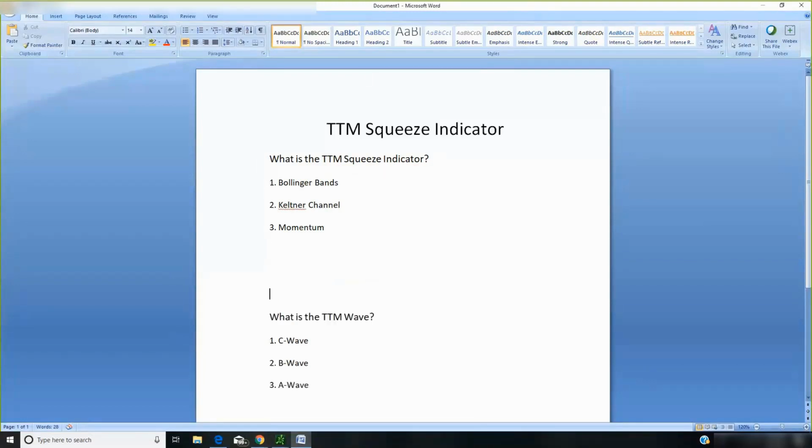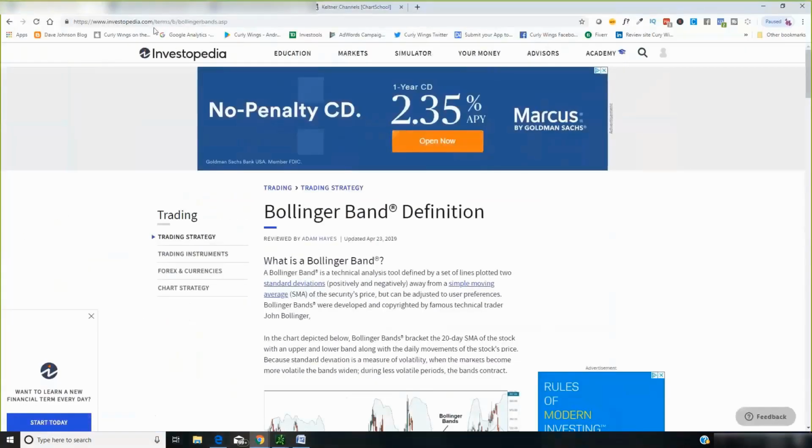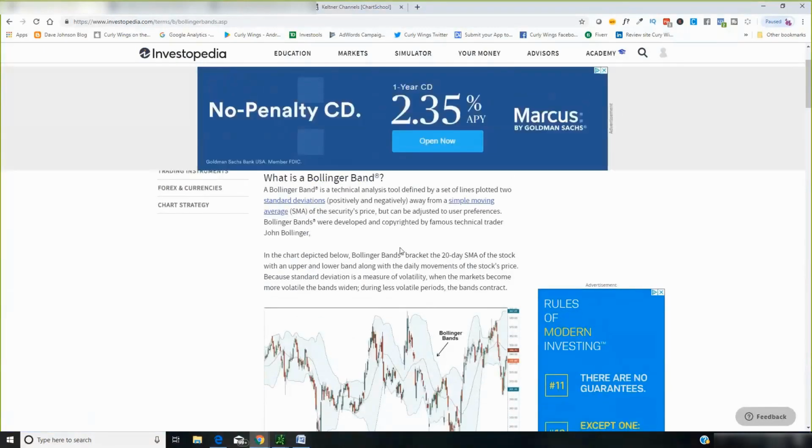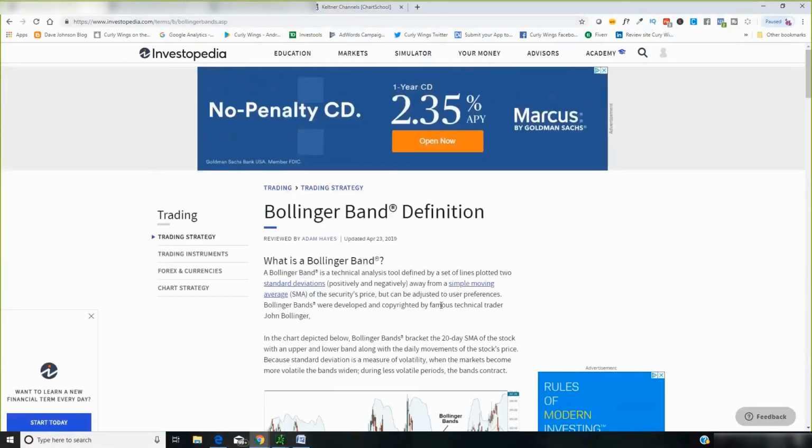Okay, now, what makes up the TTM squeeze? First is the Bollinger Bands, right? I don't know how many of y'all have heard of the Bollinger Bands. Let me just find my documents. Okay, so let's go over here and take a look at it. What is a Bollinger Band? Remember, the TTM squeeze is made up of the Bollinger Bands and then something else I'm going to talk about. I just went to Google and searched Bollinger Band.